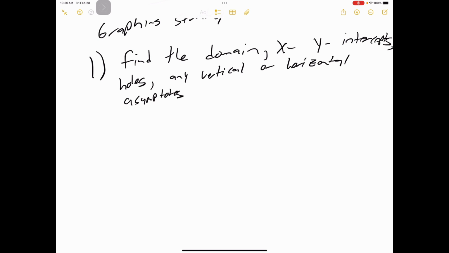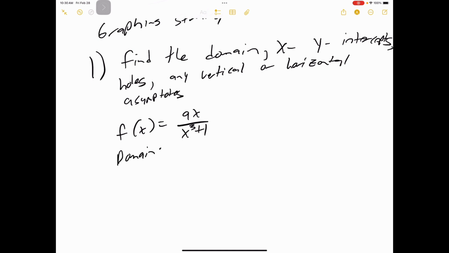And let's look at a specific function and start with that. So let's look at the function f of x equals 9x over x cubed plus 1. And we'll start with number 1, and we'll work through a whole graphing strategy, and then we'll see the graph of this function come together. So step 1 is finding the domain of this function.